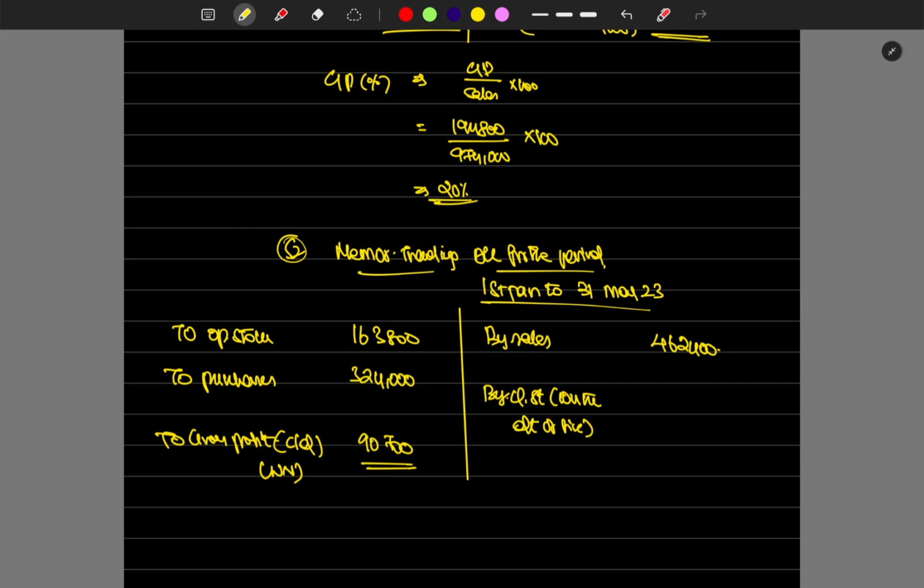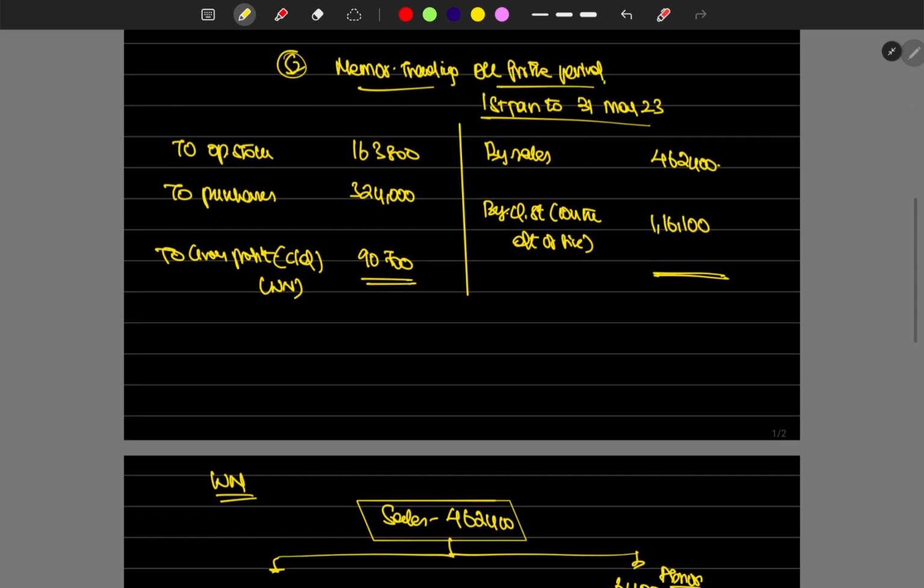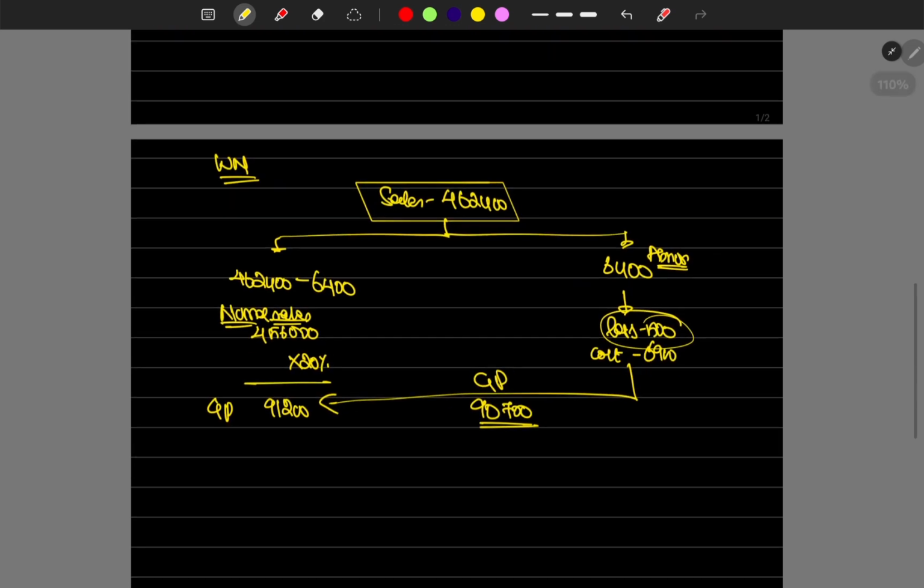So what's the closing stock on the date of fire? 163,800 plus 324 plus 90,700 minus 462,400, which is 1,16,600 is the closing stock on the date of fire. So now we have calculated the closing stock on the date of fire also.